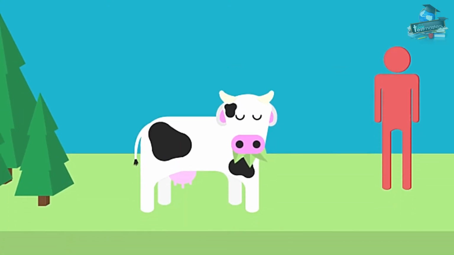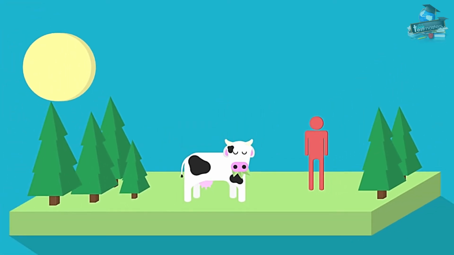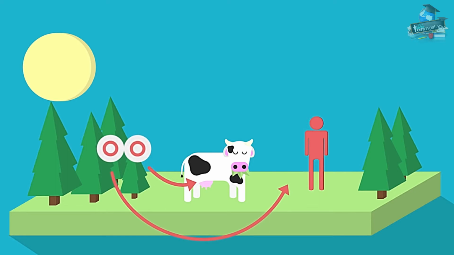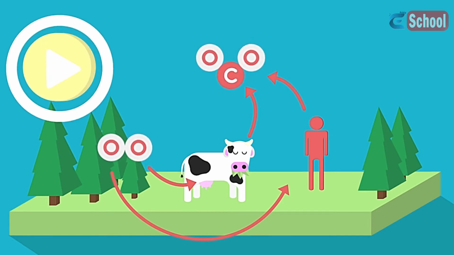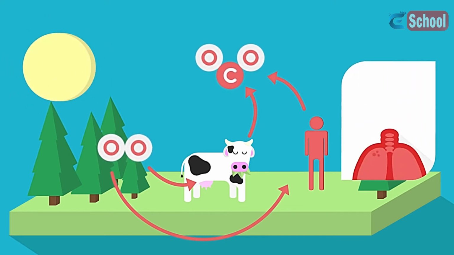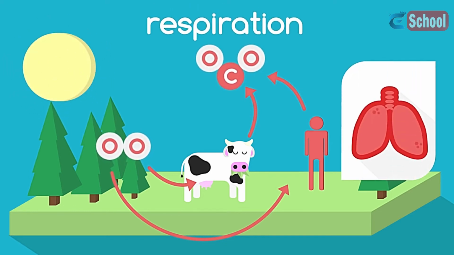Animals eat the plants or other animals to build up their bodies. To obtain energy for all these living processes, plants and animals take in oxygen and rejoin it with the carbohydrates, so returning the carbon dioxide to the atmosphere. Do you remember what this process is called? Pause the video. This process is called respiration.